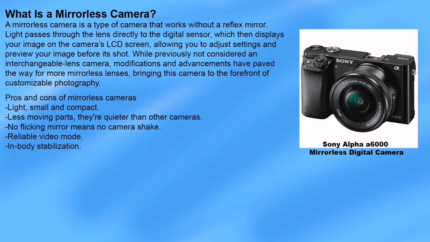A mirrorless camera is the type of camera that works without a reflex mirror. Light passes through the lens directly to the digital sensor, which then displays your image on the camera LCD screen, allowing you to adjust settings and preview your image before it's shot. While previously not considered an interchangeable lens camera, modification and advancement have paved the way for more mirrorless lenses, bringing this camera to the forefront of customizable photography.